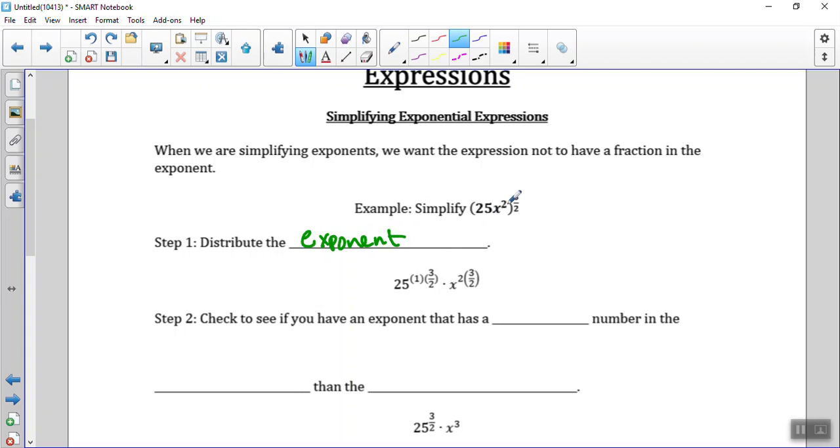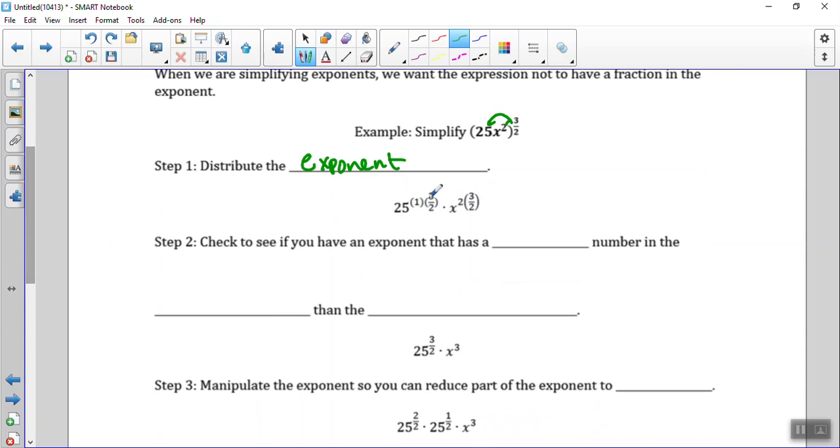Okay, I did that here. I took the 3/2 and distributed it to the 25, and then the 3/2 and distributed it to the x. What happens is you multiply the exponents. So 1 times 3/2 gives you 25 to the 3/2, and 2 times 3/2 gives me 3.